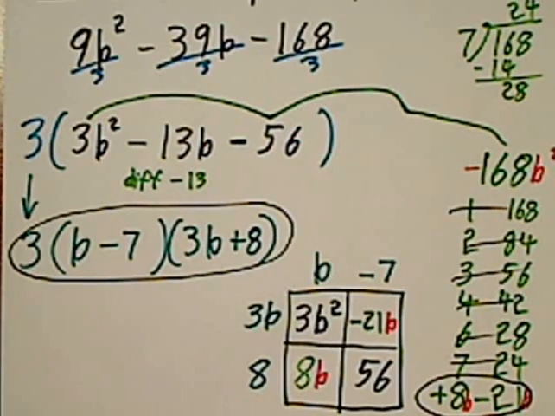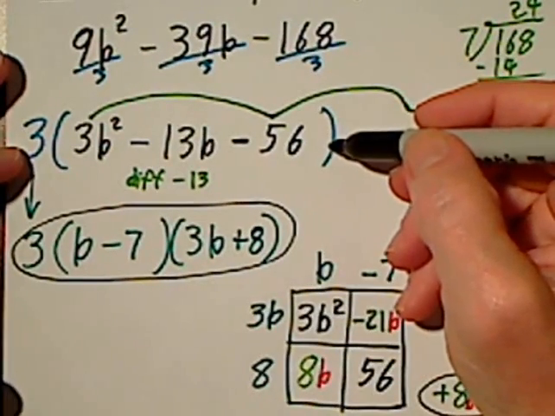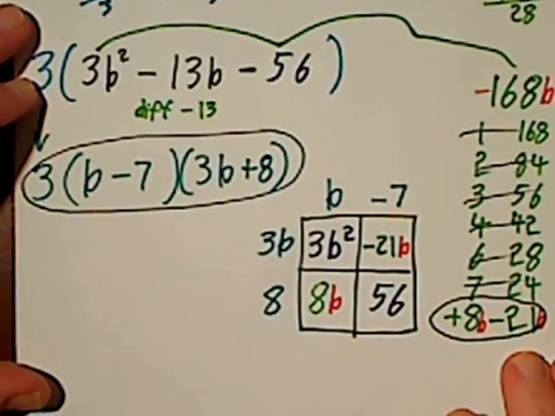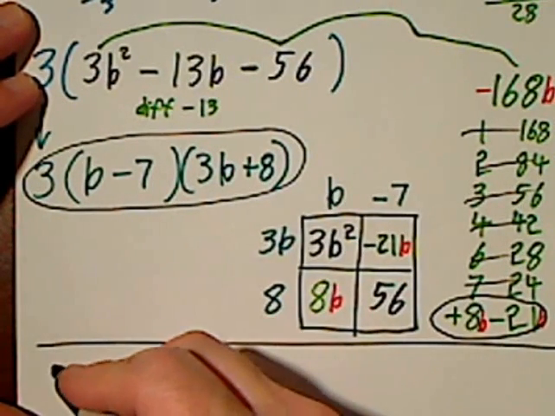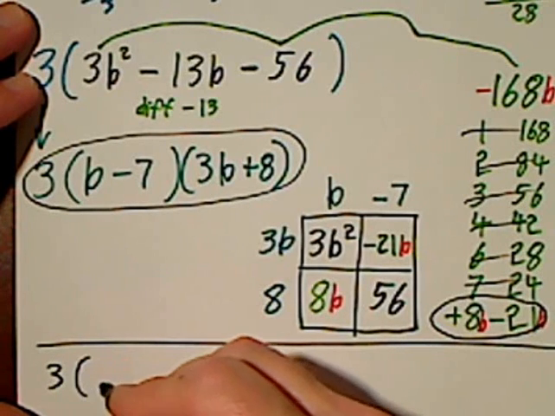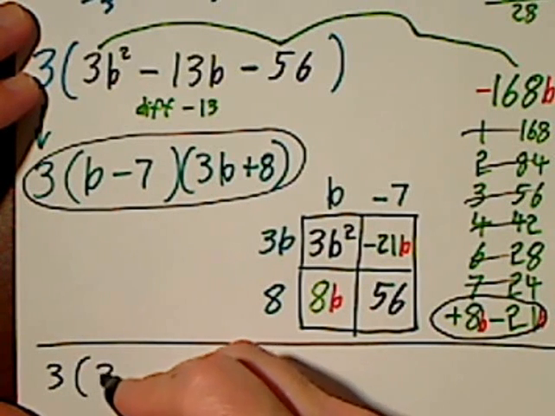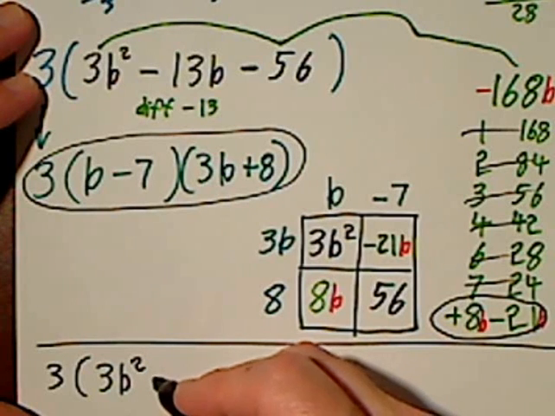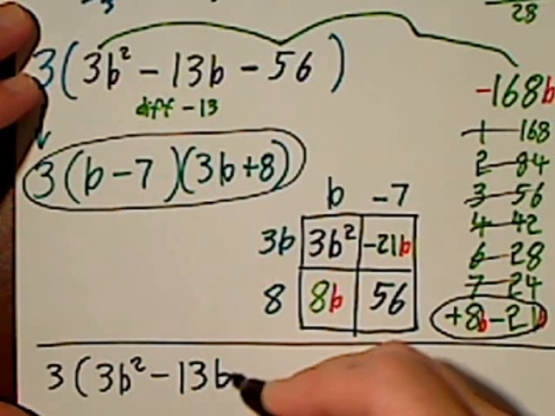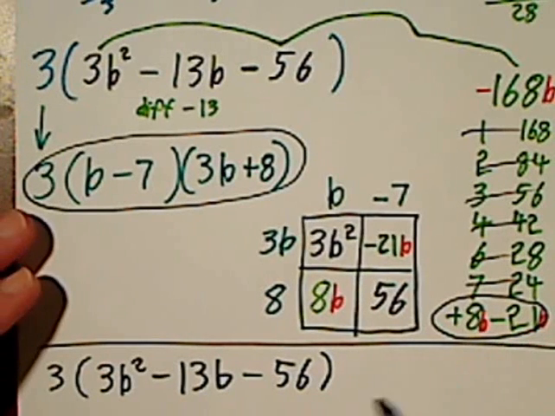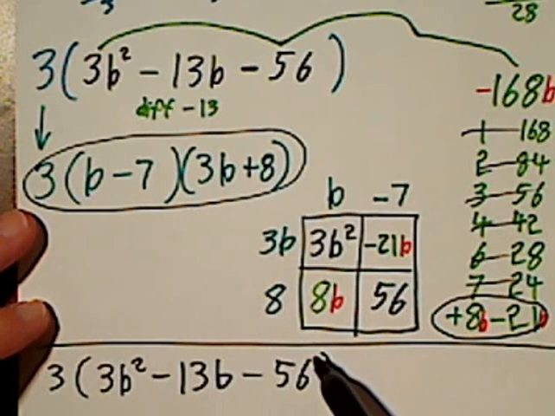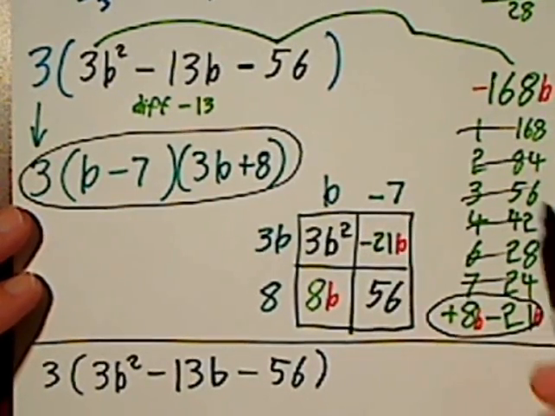And I'll show you real quickly how I would do factor by grouping, but I'll pick it up from right here. So I'm going to slide this up some. If you had 3 outside the parentheses, and then 3b squared minus 13b minus 56. You do the same first step. Multiply 3 times 56, and that will give you the 168.